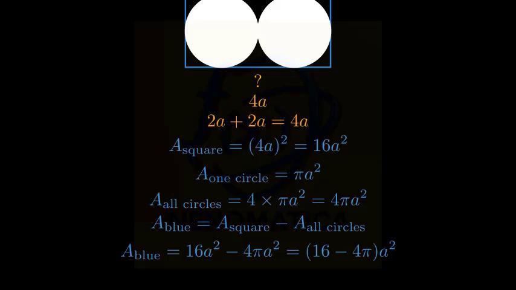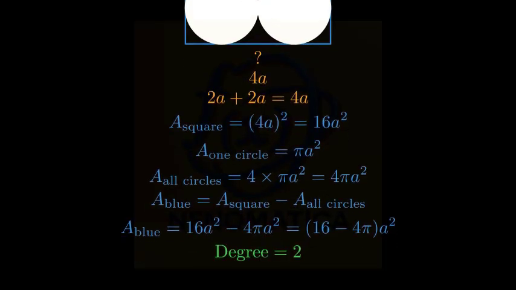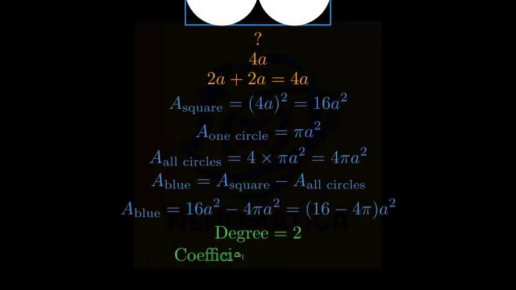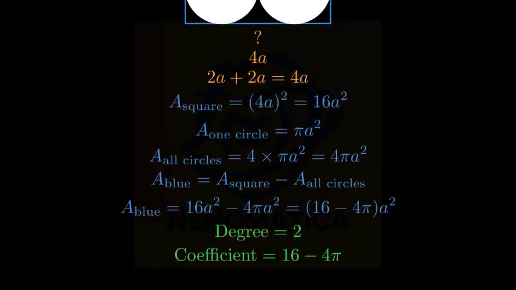Finally, let's identify the degree and numerical coefficient of our expression. The degree of our polynomial, (16 minus 4 pi) a squared, is 2, since the highest power of a is 2. And the numerical coefficient is 16 minus 4 pi.